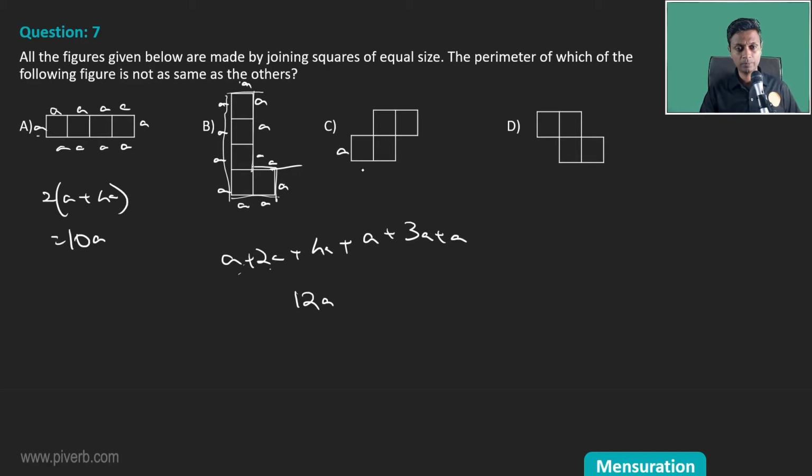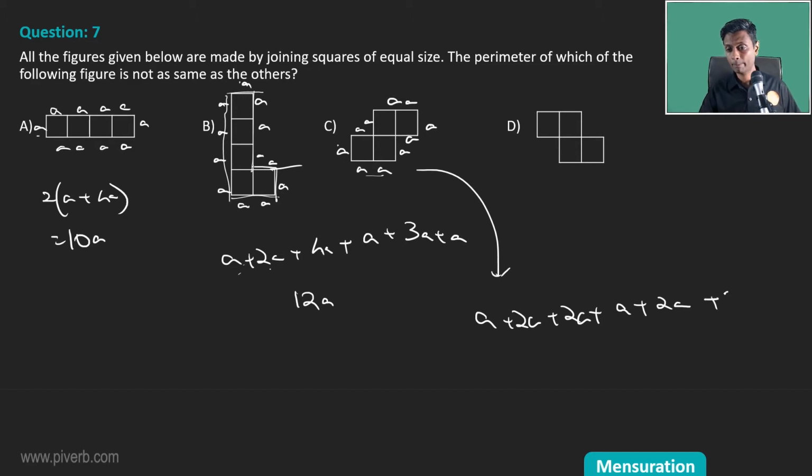In this case, A. Is A plus 2A plus 2A. So the perimeter of this shape is A plus 2A plus 2A plus A plus 2A. A, 2A, 2A, A plus 2A plus 2A. 1, 2, 3, 4. 4 times 2A, 8A plus A plus A, 10A.